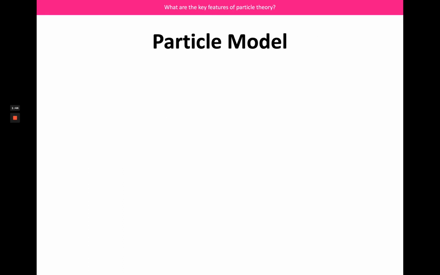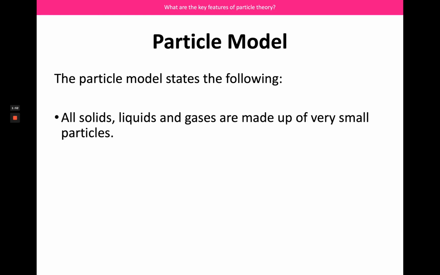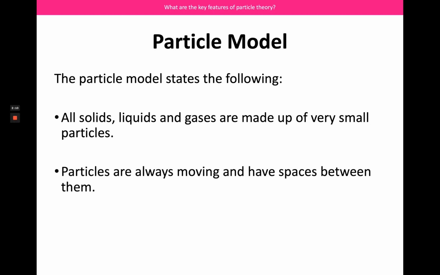So this is called the particle model. It's a model that we've got of how things are. So it states the following. It's saying that it doesn't matter which state we're talking about, whether it's a solid, a liquid or a gas, they're all made up of very, very small particles. They are so small that it is just impossible to see them. You can never see them with the naked eye. And in fact, they're so small you couldn't see them with a light microscope either. They're always moving. That's very important.